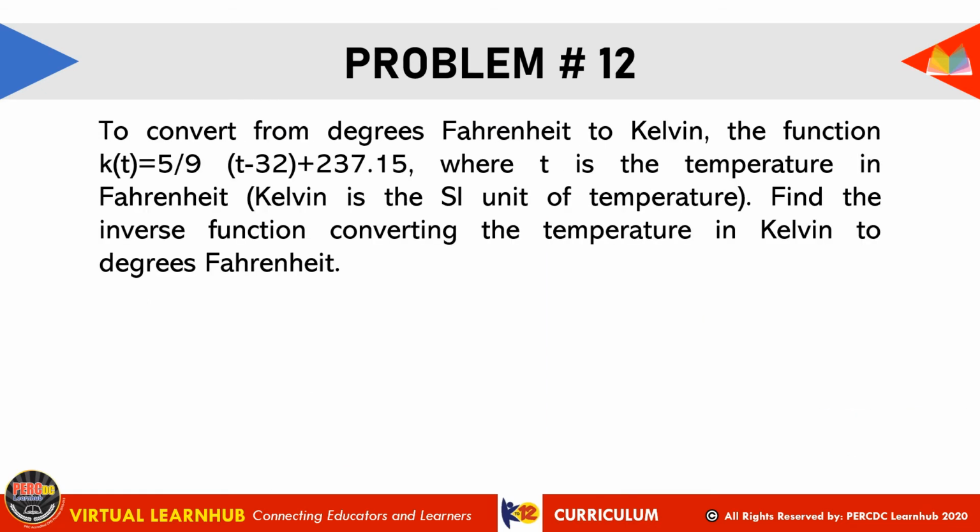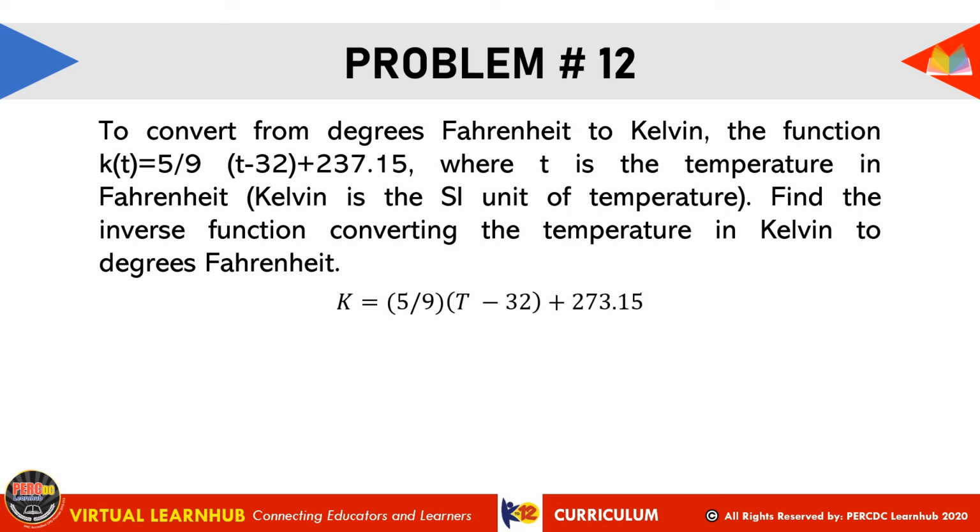For problem number 12, to convert from degrees Fahrenheit to Kelvin, we have the function K of t equals 5/9 times the quantity t minus 32 plus 273.15, where t is the temperature in Fahrenheit and Kelvin is the SI unit of temperature. Find the inverse function converting the temperature in Kelvin to degrees Fahrenheit.